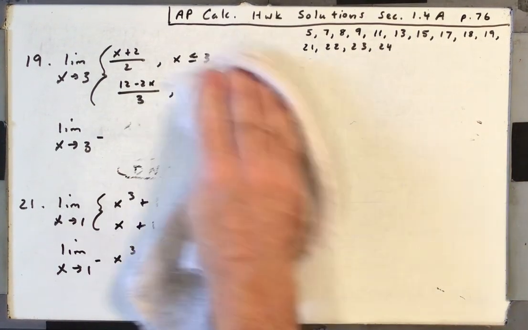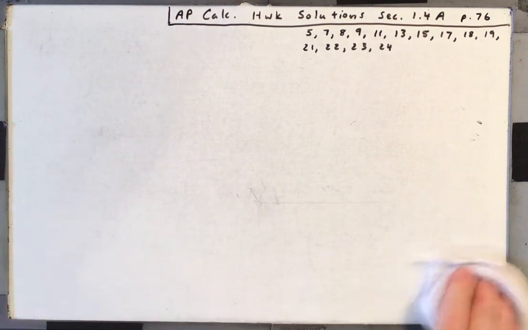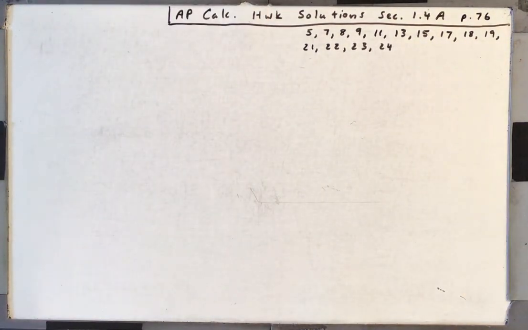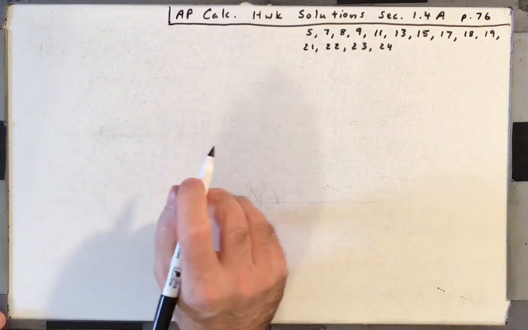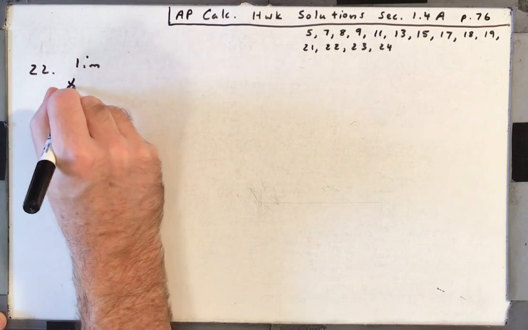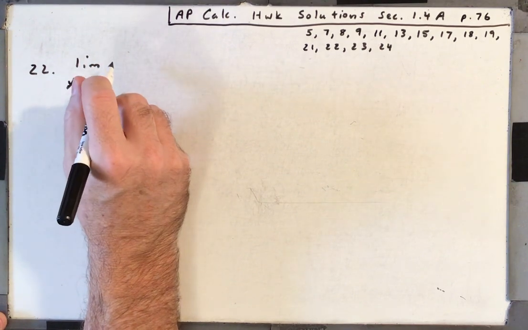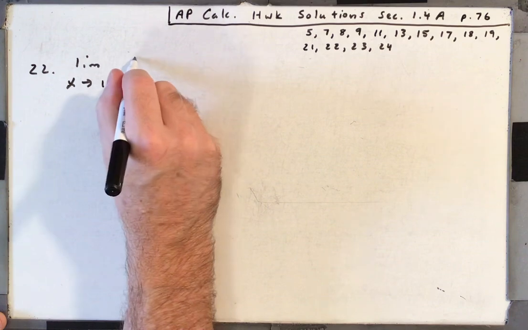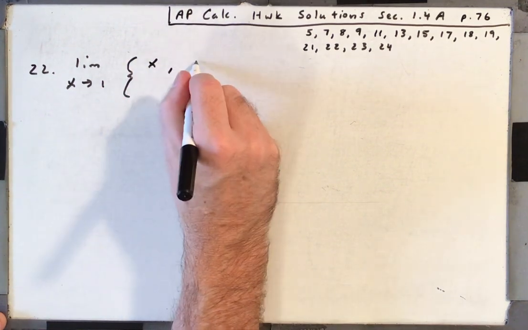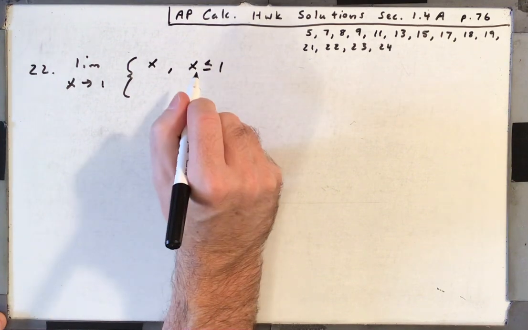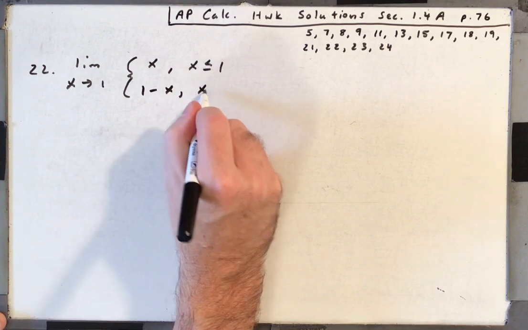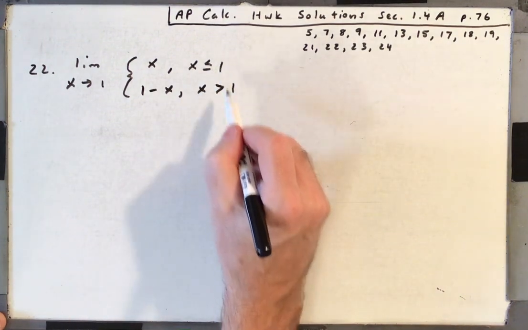Okay, we are almost done. Just 3 more problems to work. I don't think they're too long either. So number 22. We have the limit as x approaches 1, another piecewise function. We've got x when x is less than or equal to 1, and 1 minus x when x is greater than 1. So that'd be left, right.